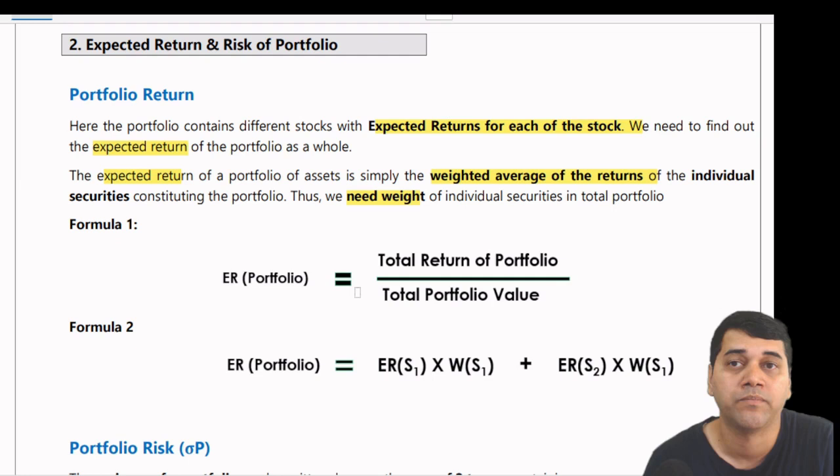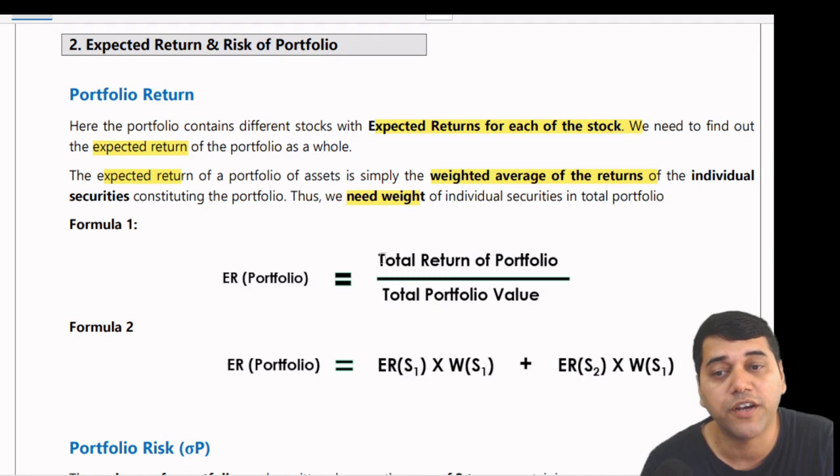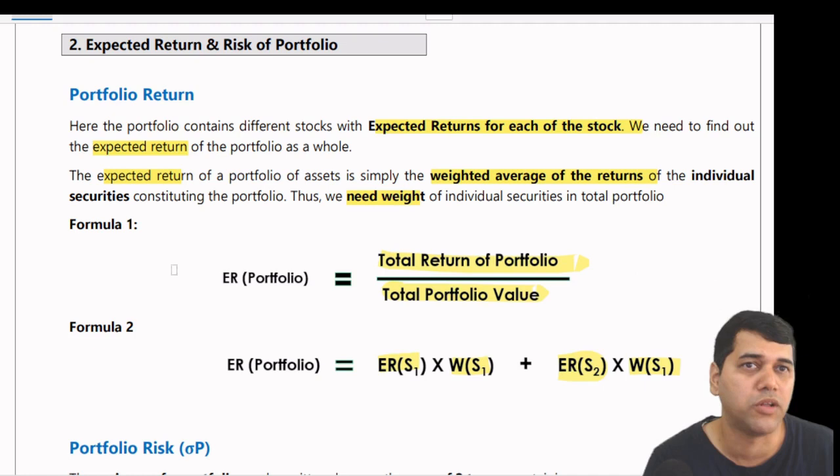Be careful. Expected return can be calculated using total return divided by the total portfolio value, or the expected return of the first stock into the weight of the first stock plus the expected return of the second stock into the weight of the second stock. Yes, risk also we will discuss, because portfolio return is a small thing. Risk is the major crux, the central theme now.